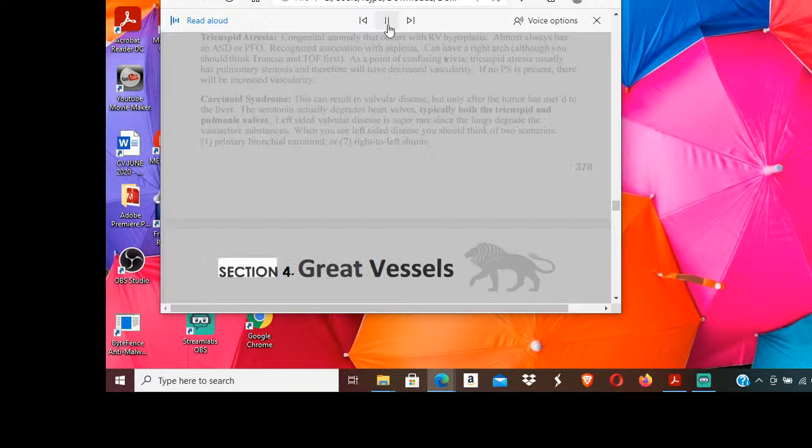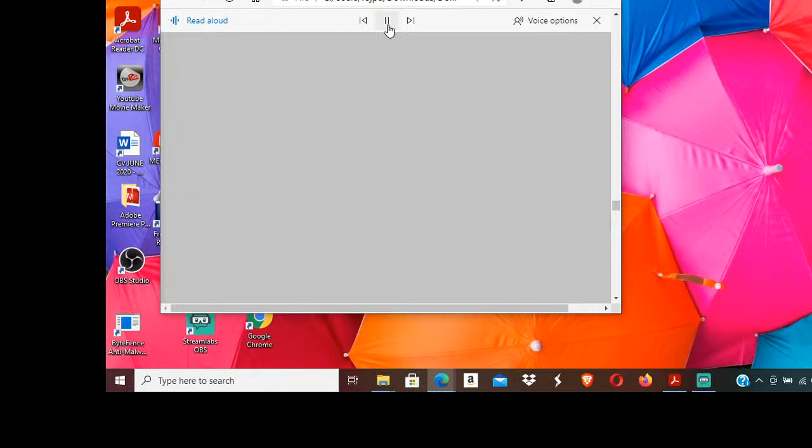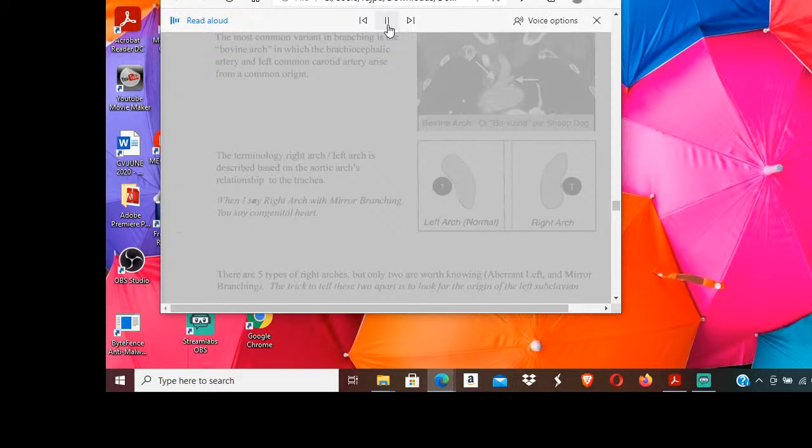378. Great vessels. The most common variant in branching is the bovine arch, in which the brachiocephalic artery and left common carotid artery arise from a common origin. The terminology right arch, left arch is described based on the aortic arch's relationship to the trachea. When I say right arch with mirror branching, you say congenital heart.